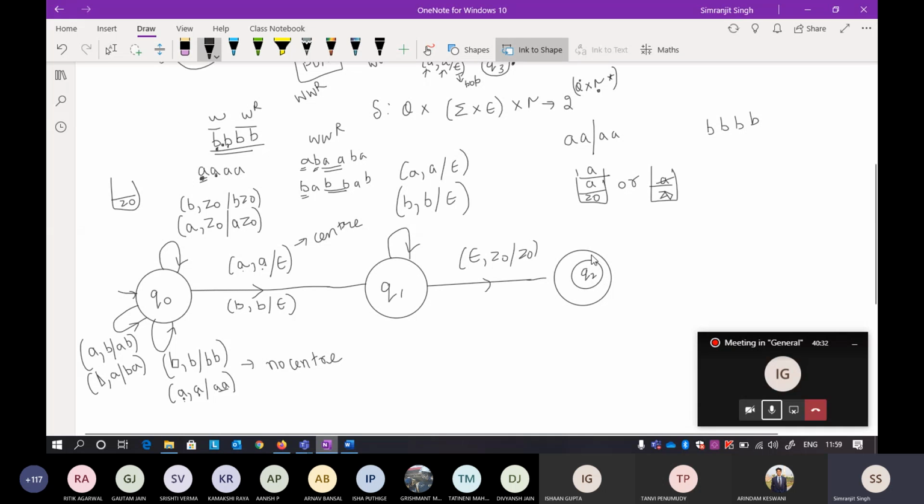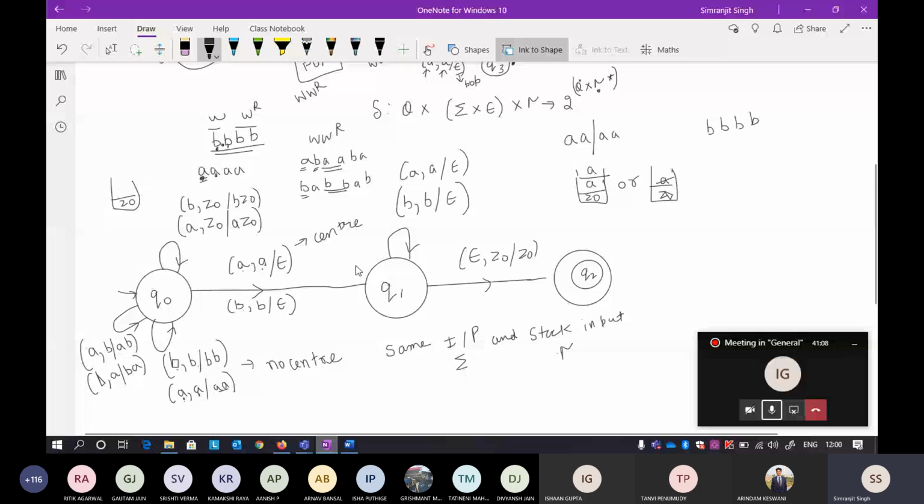Why am I calling this a non-deterministic pushdown automata? Because for the same input and stack symbol, the stack alphabet, which is also termed tau, it is going to two different states. For the same sigma and tau, on B it is staying at Q naught, and on B it is going towards Q1.